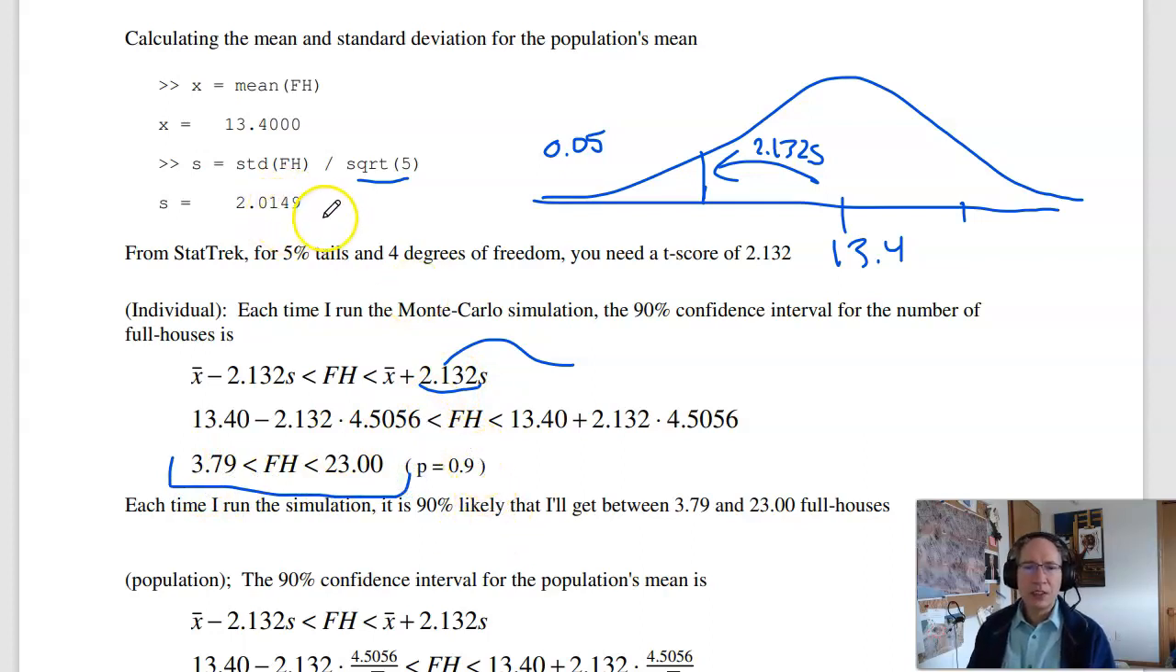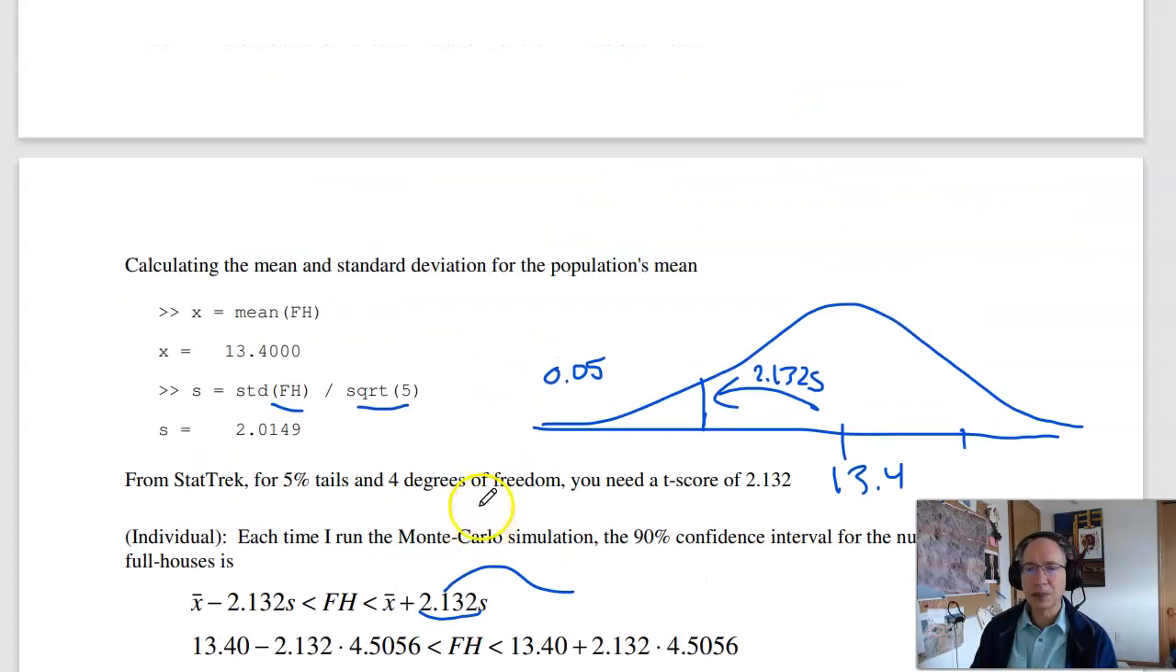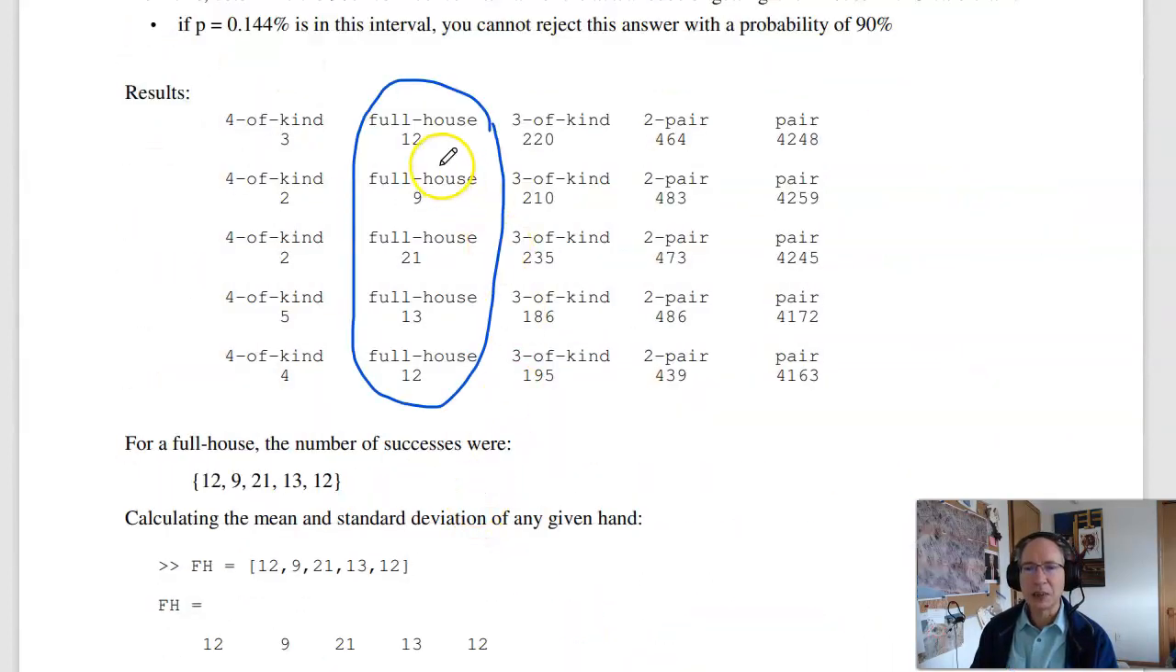Now, if I just use the standard deviation of a full house, what this tells me is that next time I run the program, I'm going to get a number between 3.79 and 23, and that kind of makes sense. As I ran it, these numbers are between 3 and 23.